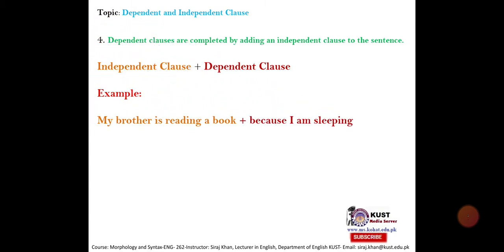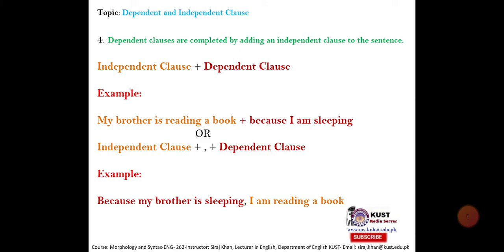For example, my brother is reading a book plus because I am sleeping. So, my brother is reading a book is an independent clause, followed by a dependent clause, because I am sleeping. So now it can give us a complete sentence. Independent clause plus comma plus dependent clause. For example, because my brother is sleeping, I'm reading a book. So we can change their places, like because my brother is sleeping, followed by a comma, I'm reading a book.